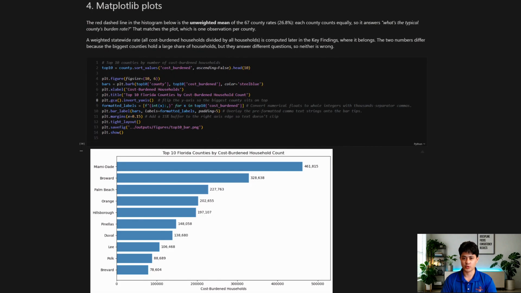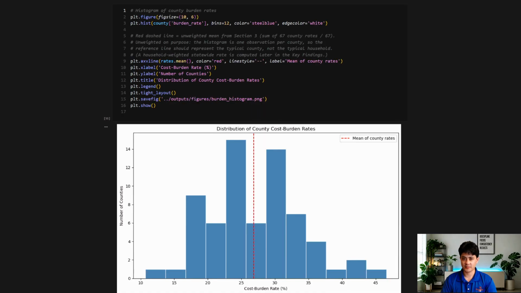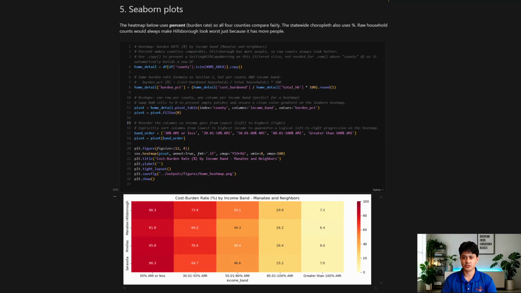For static reporting, cells 10 and 11 drive the Matplotlib rendering engine. For the top 10 counties chart, I use a list comprehension and f-string formatting to convert raw floats into clean, comma-separated integer labels, passing them straight into plot bar label. Cell 11 plots our distribution histogram, where I manually draw an unweighted vertical reference line at the county mean using plt.axvline. Cell 12 leverages Seaborn to evaluate our income bands.